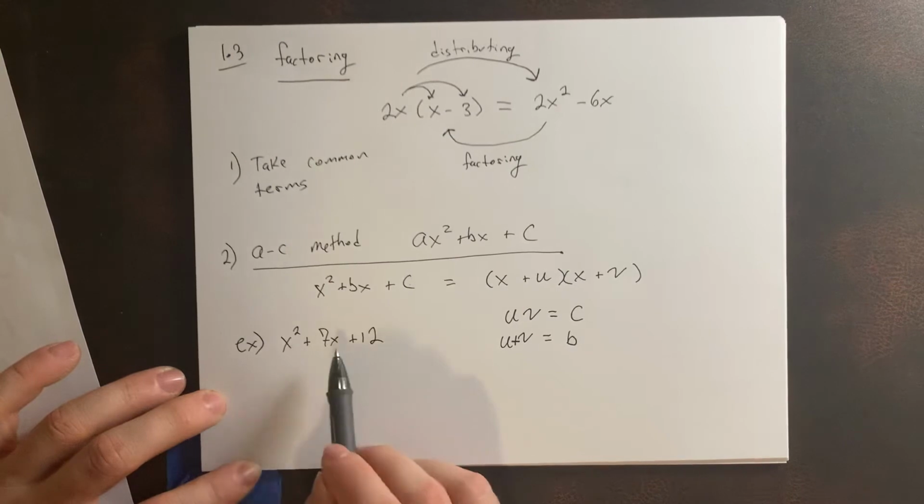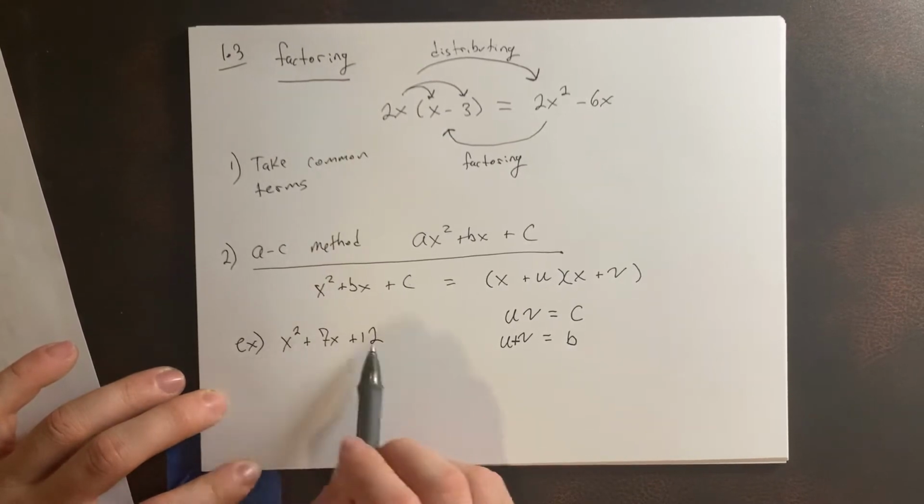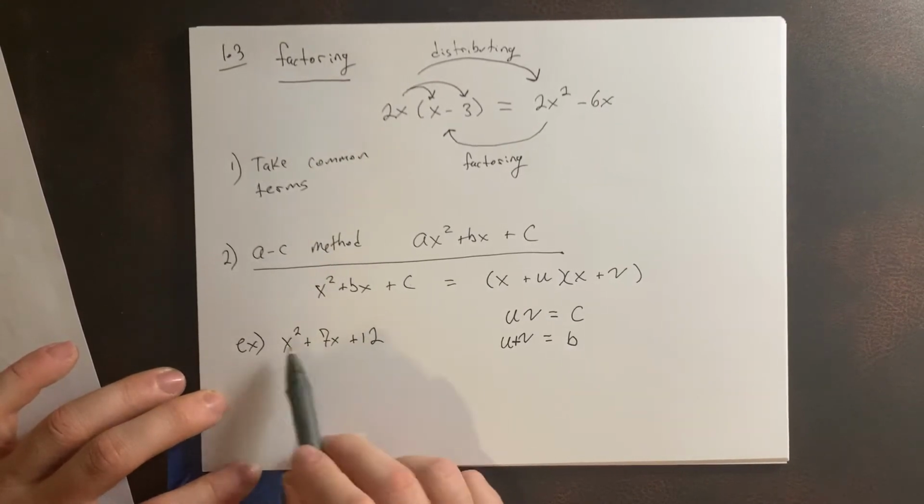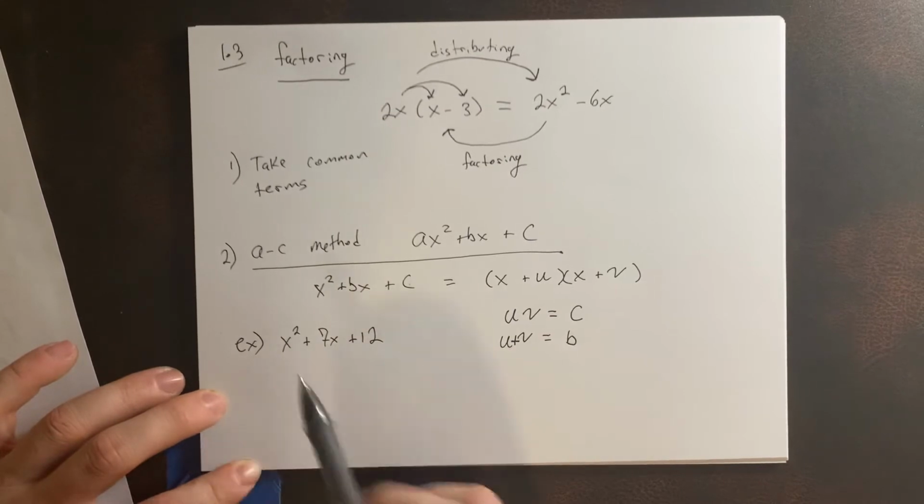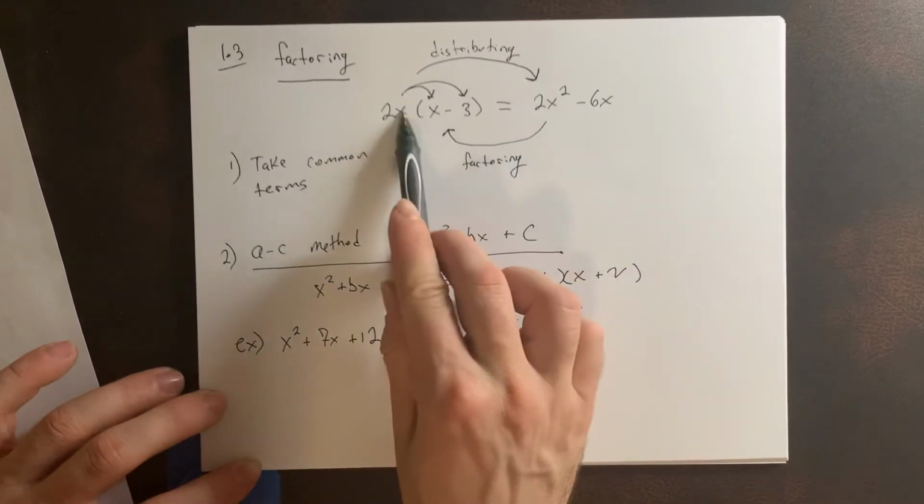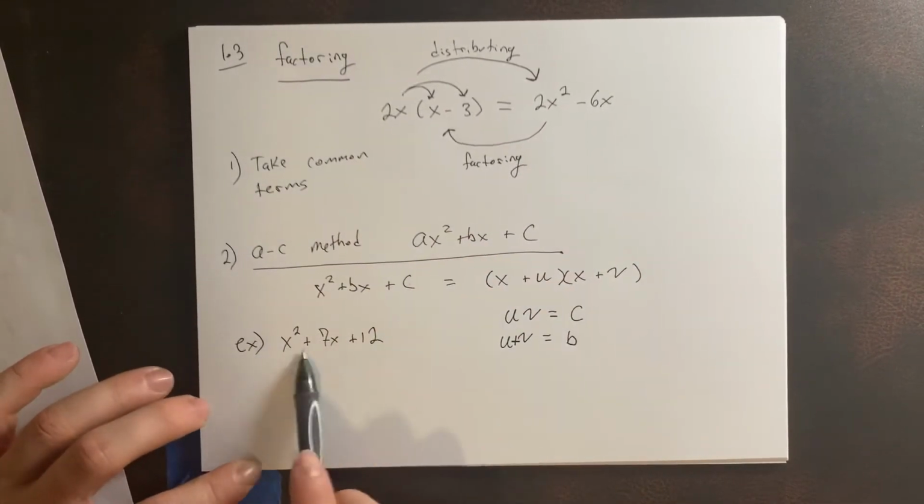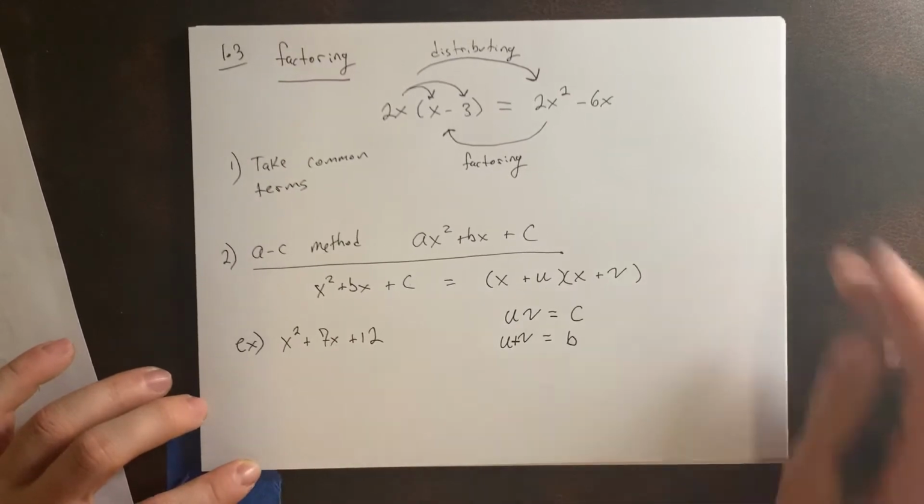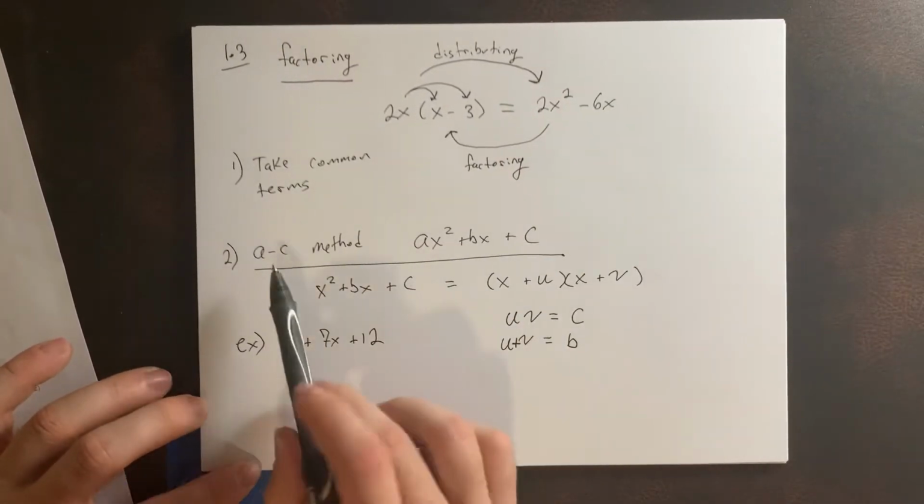This has 2 x's, this has 1 x, that doesn't have an x. So an x isn't in common. And there's no numbers in common between any of these things. So like this step up here where we're able to take out a 2x, that step doesn't apply right now. So then we move on to the next step, which is the last step, just use the AC method.